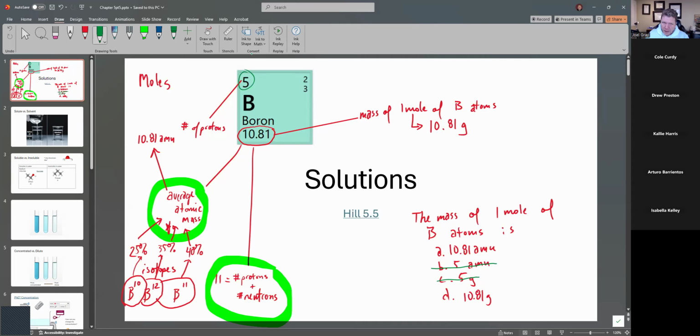Now I got to go back to the question. Got to think about this one. The mass of, oh, dang, those numbers are identical. One of them's right, one of them's wrong. The mass of 1 mole, aha. 1 mole of them means 6.02 times 10 to the 23rd atoms. And this says 1 mole of boron atoms, aha. The correct answer would be D.